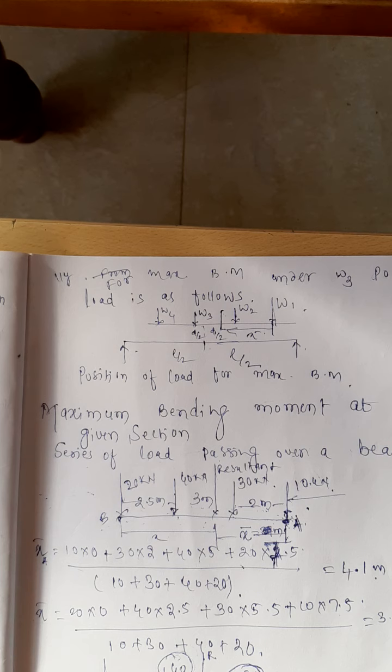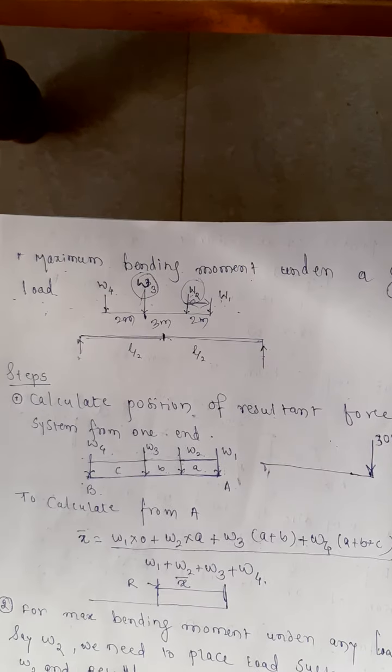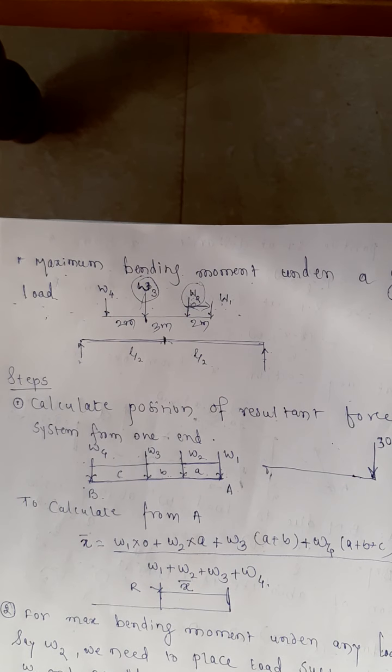One more category is, a location is given to you in the beam and he wants the maximum bending moment at that location. That is the second category. We are seeing the first category. Usually of these three categories only you will be asked the problems. Yes, first category is the maximum bending moment under any load. What is the maximum bending moment under any load?